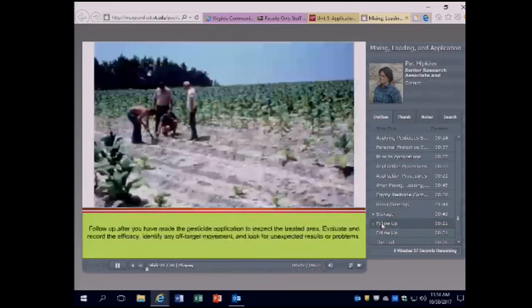After every application, follow up. Visit the site and inspect the treated area. Evaluate and record the efficacy of the application. Identify any problems such as off-target movement and look for unexpected results or problems. Anything you find should be documented.